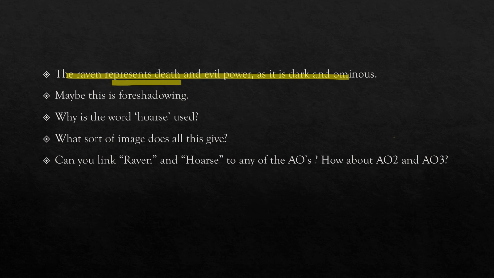Let's move on then to what the raven is doing. Why is the word "horse" used? What sort of image does all this give? Can you link raven and horse to any of the AOs? I'm thinking AO2 and AO3.